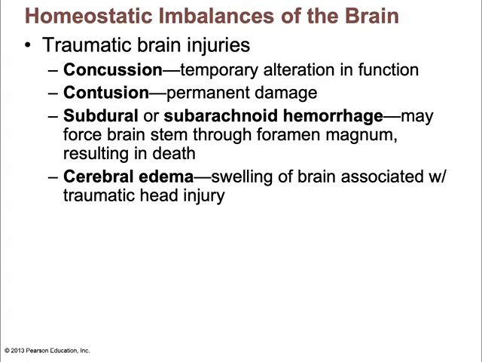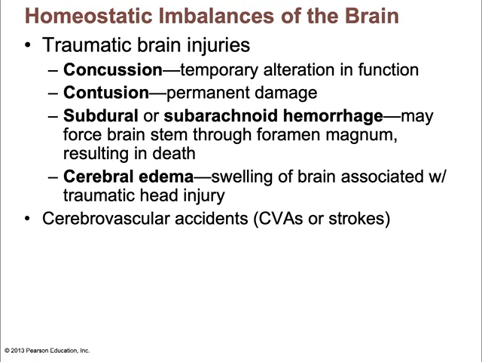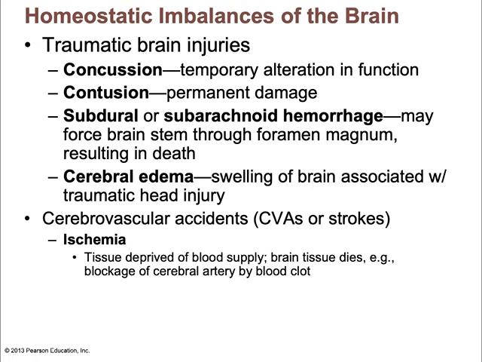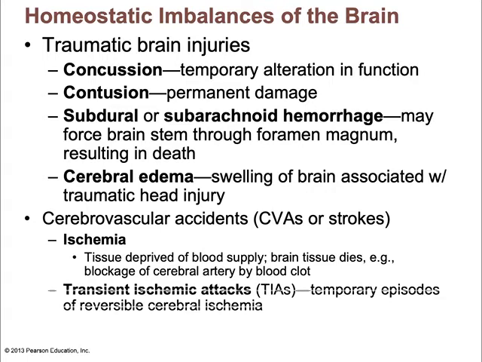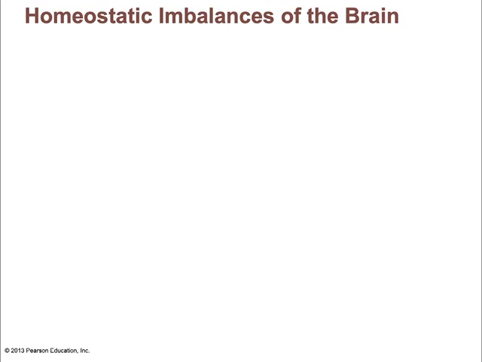Cerebral edema is a swelling of the brain that's often associated with traumatic injury, while cerebrovascular accidents include ischemia, which is temporary loss of blood supply to brain tissue that can die. Okay, this can be the result of an embolism or the result of a blockage. Okay, and then a TIA, where we have a temporary loss of oxygen to a region of the brain, and that produces a reversible ischemia. Okay, but a TIA is often a precursor to a stroke.